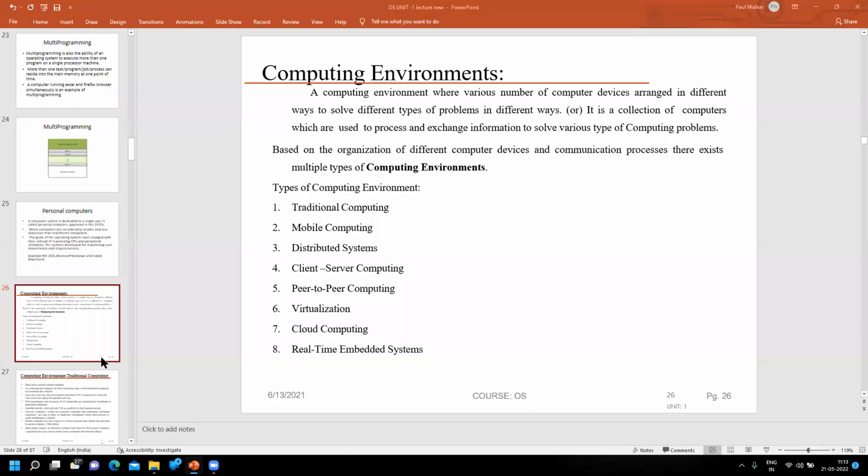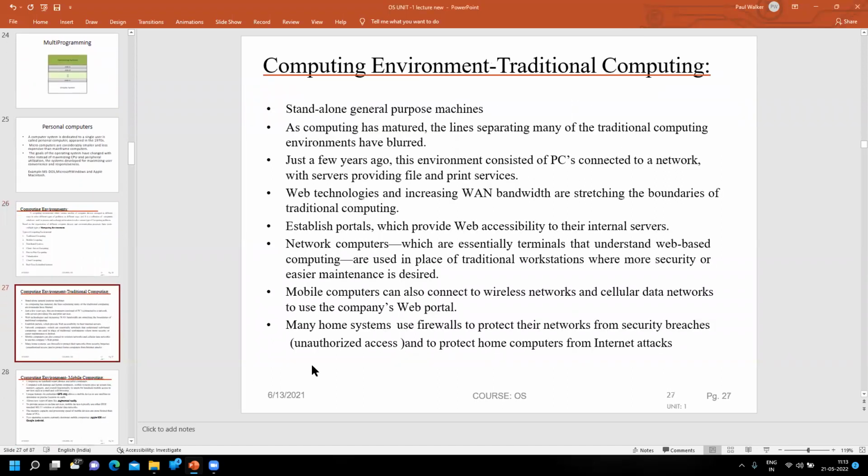Moving to this one, traditional computing. Traditional computing are the old ones. They are standalone general purpose machines. In this type of machine, they are using the WAN technology for the wider bandwidth. It is used by a larger number of users. Here, the mobile computing environments are restricted to similar sequences because it will be restricted to the number of users.